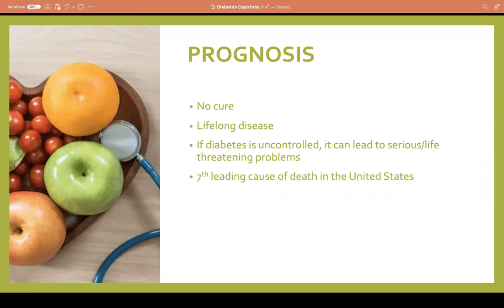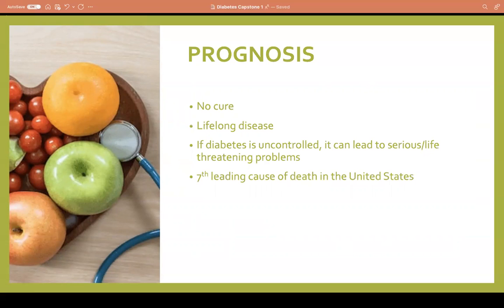So the prognosis: making lifestyle changes is really important for someone with type 2 diabetes. There's no cure for it. There are treatments, but there is no cure. It's a lifelong disease. And then if it's uncontrolled, if someone doesn't make lifestyle changes or they aren't taking the proper medication to combat the high blood sugar, then you can have serious complications. And then it's also the 7th leading cause of death in the United States due to all of the health complications from it if someone is not controlling their diabetes.